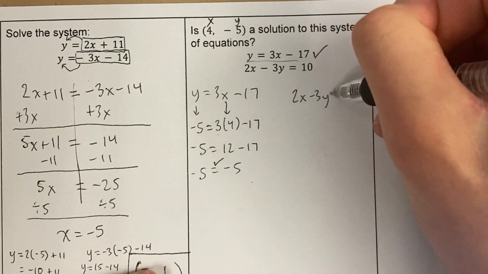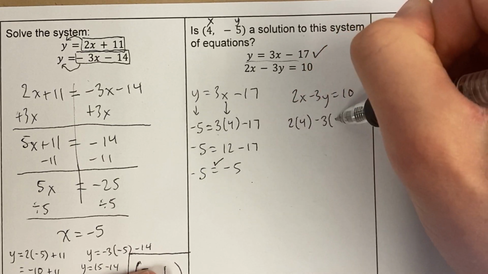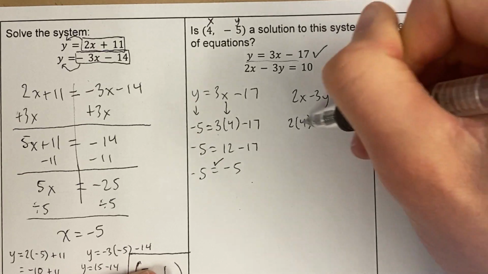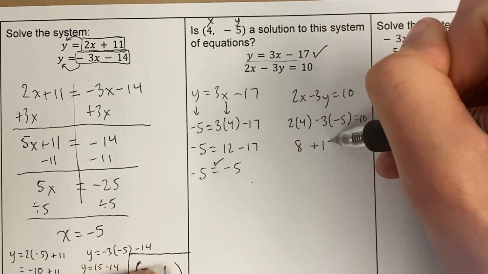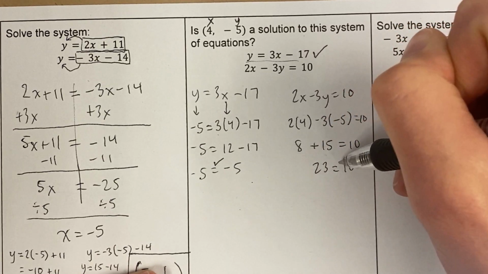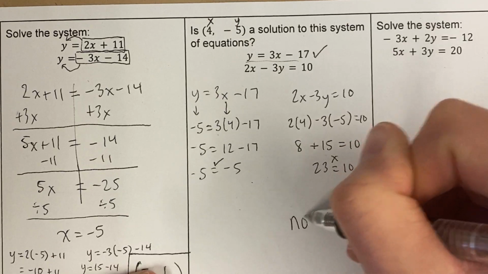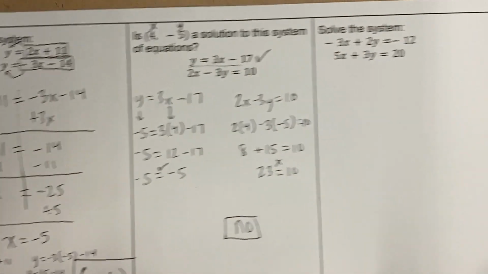Let's see if it's a solution to this equation as well. 2 times 4 is 8. Negative 3 times negative 5 is positive 15. 8 plus 15 is 23, so I get 23 equals 10. Nope, that's not correct, so that's a no. I have to get two correct equations for it to be a solution to the system.